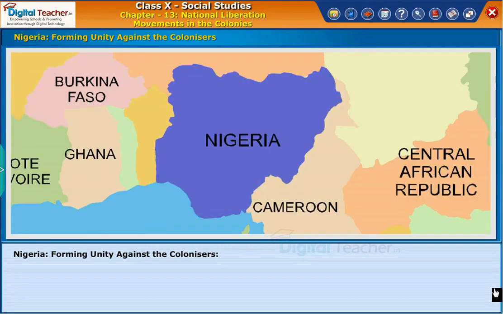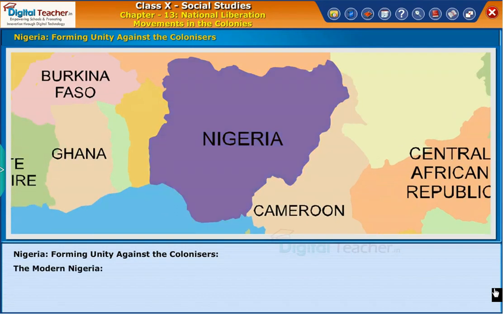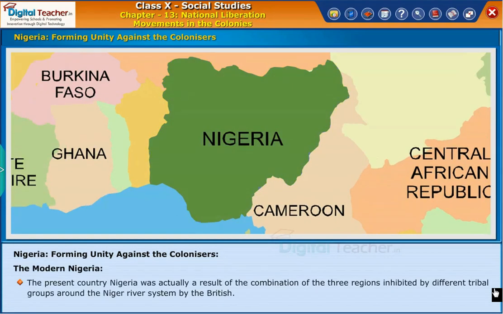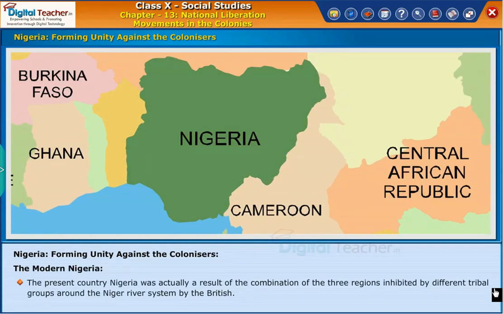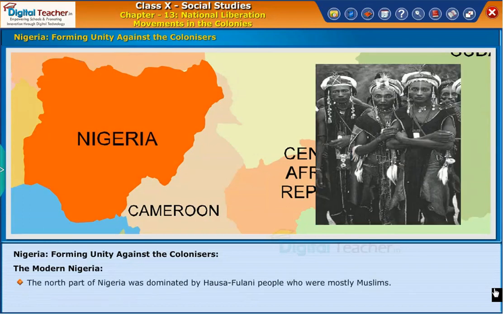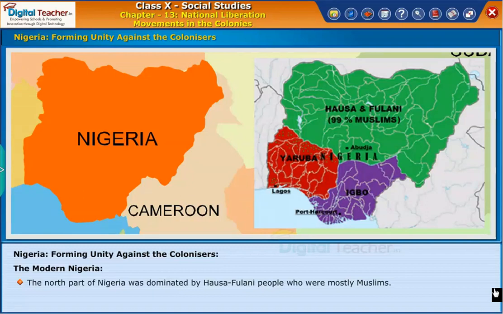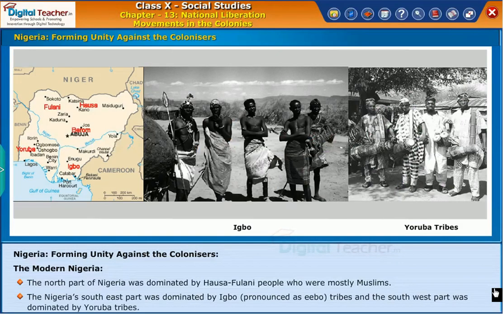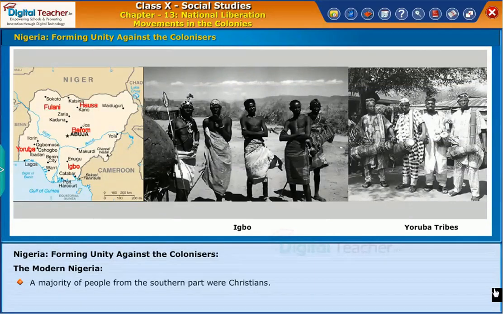The modern Nigeria, the present country Nigeria, was actually a result of the British combining three regions inhabited by different tribal groups around the Niger River system. The north part of Nigeria was dominated by Hausa Fulani people who were mostly Muslims. The southeast part was dominated by Igbo tribes and the southwest part was dominated by Yoruba tribes. A majority of people from the southern part were Christians.